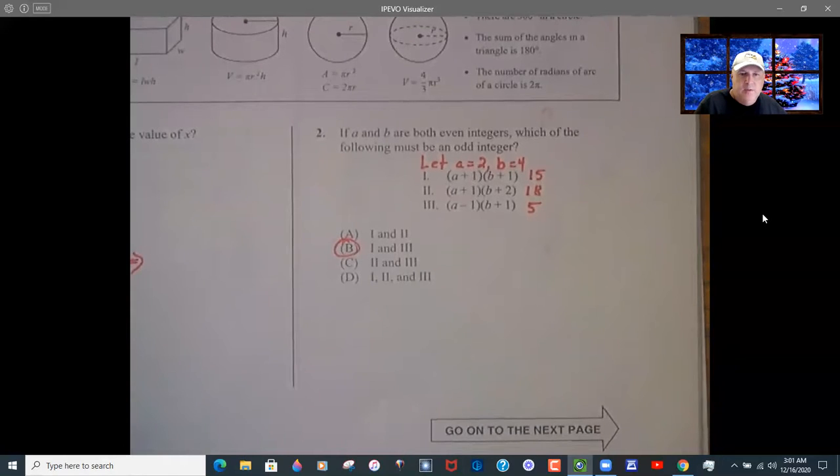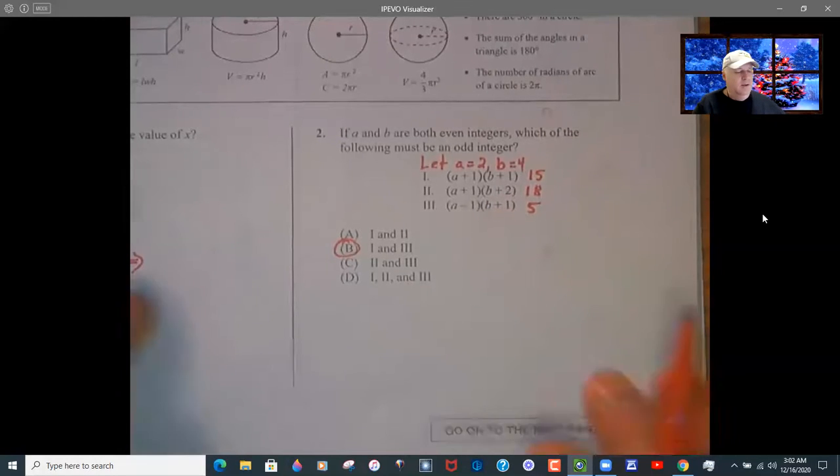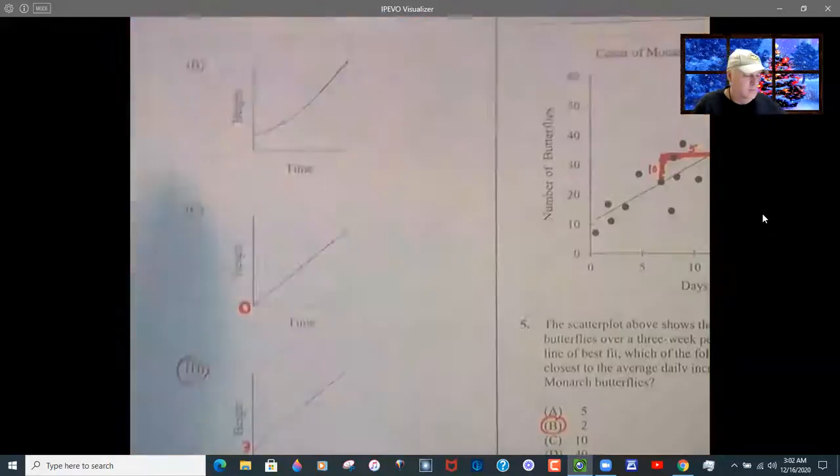Number 2, which of the following must be an odd integer? So a and b are both even. This begs the numbers game. Pick numbers, substitute them in, and come up with the products. So 3 times 5 is 15. 3 times 6 is 18. 1 times 5 is 5. So which of the following must be odd? 1 and 3. Definitely the numbers game there is the best thing to do.